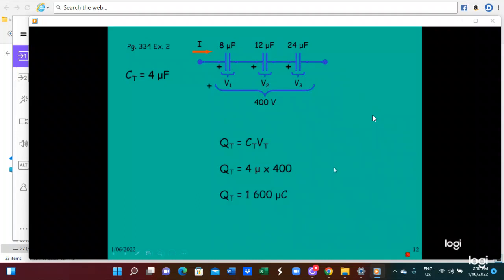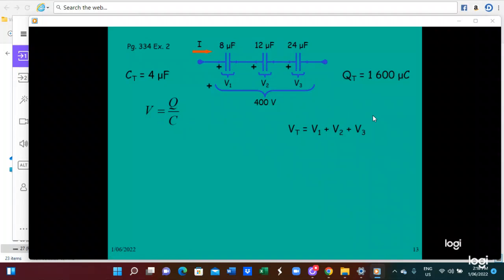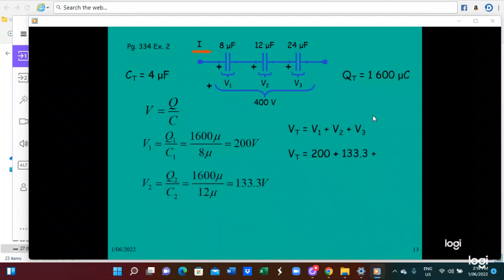Q is 1600 microcoulomb. V equals V1 plus V2 plus V3. So in this case, we calculate V1 equals Q1 by C1, 1600 by 8, you get 200 volt. V2 equals Q2 by C2, 1600 by 12, you get 133.3 volt. V3 equals Q3 by C3, 1600 divided by 24, you get 66.7 volt. So you add everything, you get a voltage equal to 400 volt.